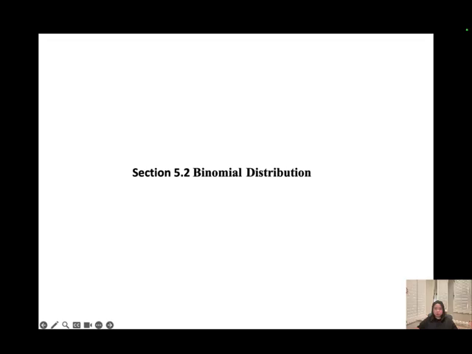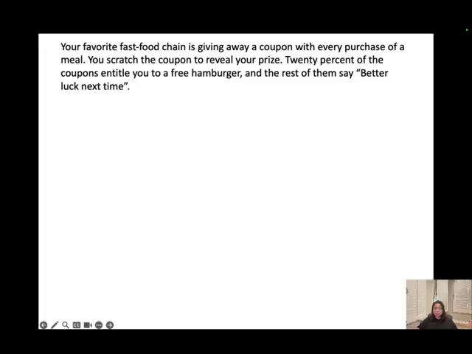Section 5.2 Binomial Distribution. In this session we will talk about the binomial distribution. Let's look at this example.